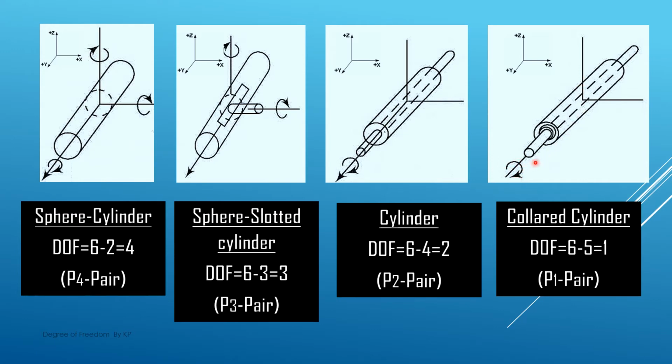So it is having 5 restrictions, 3 along the translatory directions x, y and z and 2 along the rotational directions, along the x direction and along the z direction. So it is having total 5 restrictions. So degree of freedom is 6 minus 5 is equal to 1, and that kind of pair we are calling a P1 pair, means the pair which is having a single degree of freedom or having 5 restrictions.